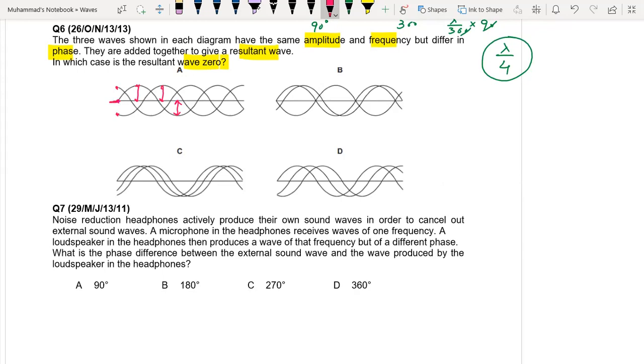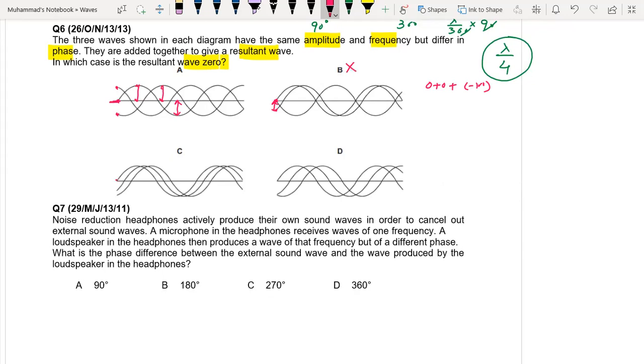Initially, I am checking the displacement at the start point. In option B, the displacement of these two waves is zero, but the displacement of this wave is not zero. So if I add these displacements, 0 plus a negative displacement, I will not get a zero displacement. So if at this initial point the resultant displacement is not zero, there is no need to check at other points. So I will simply reject this option.